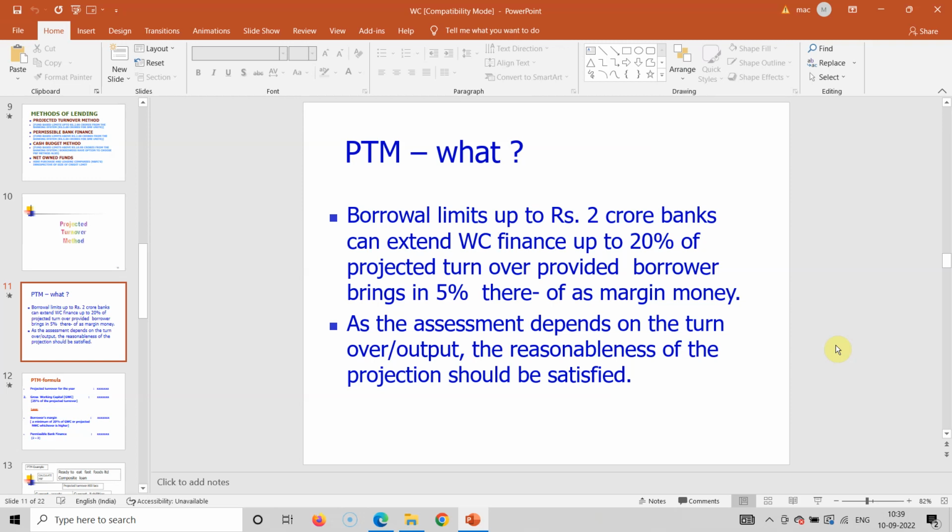As the assessment depends on the turnover output, the reasonableness of the projection should be satisfied. It should be gradual. It should not be shown on a higher side so that they get a higher loan. They may seek a higher loan from us.